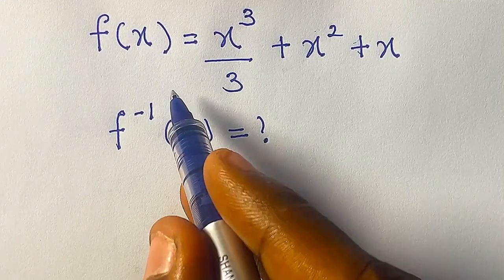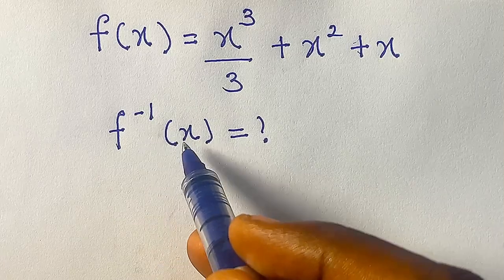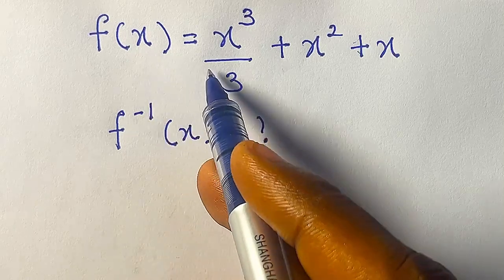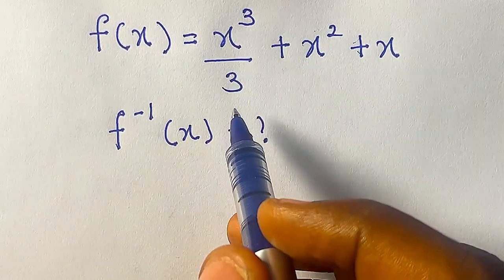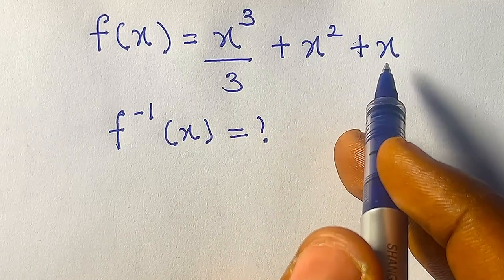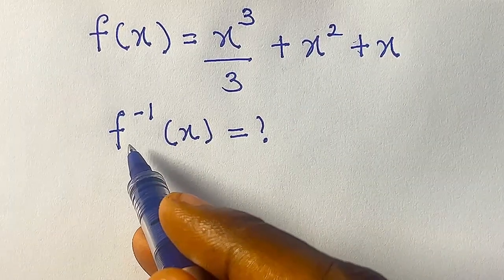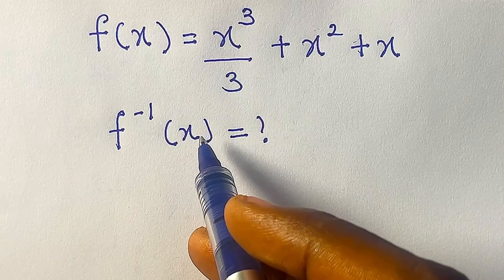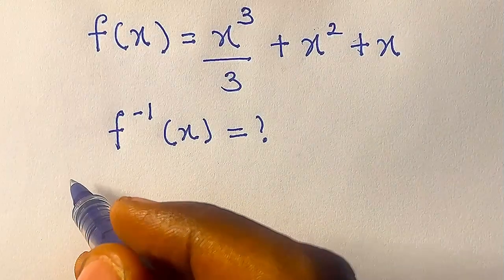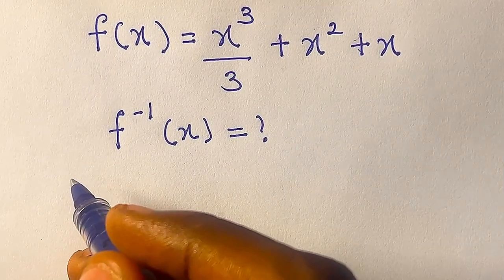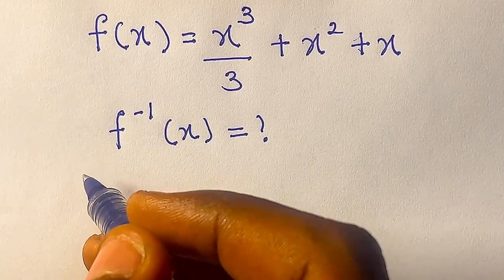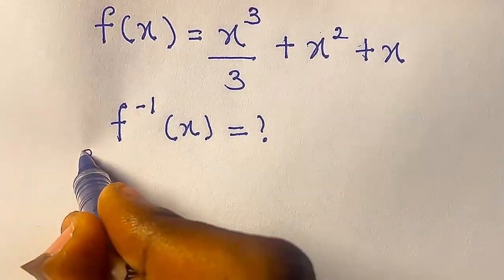So in this video we want to solve for the inverse of f of x, given f of x equals x raised to the power 3 divided by 3 plus x squared plus x. So finding the inverse of f of x, this is one of the interesting functional equations I've seen. In this video we will be solving this step by step, and this is just a step-by-step guide. So let's say solution.